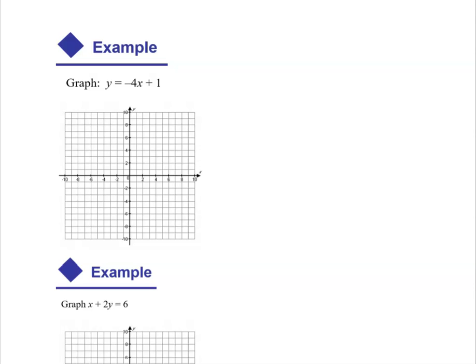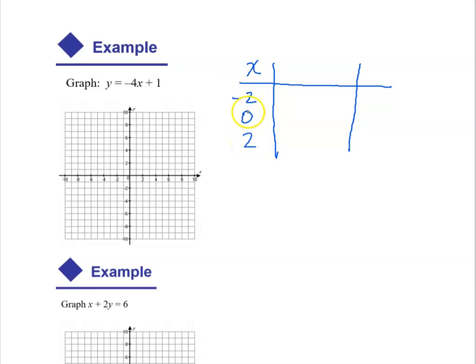Okay, so it's asking me to graph y equals negative 4x plus 1. So the first thing I need to do, and you don't need as many points as I had on that last one, but I'm going to pick some points. I need at least 3 just to make sure that I'm on the right track. This should make a straight line. So I picked 3 just because if one of my points is off, I'll know I've made a mistake somewhere.